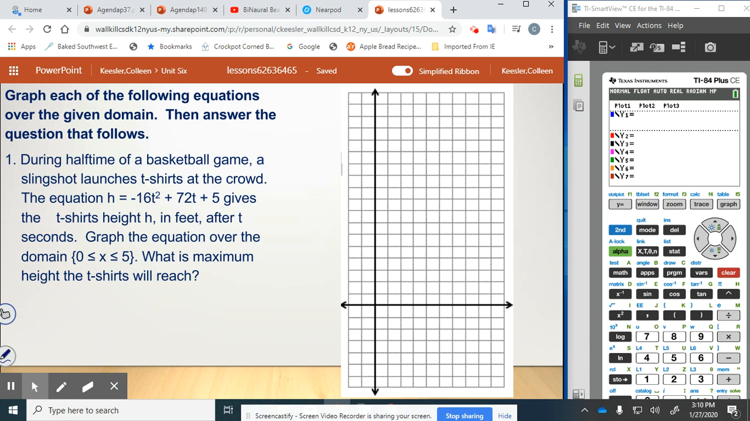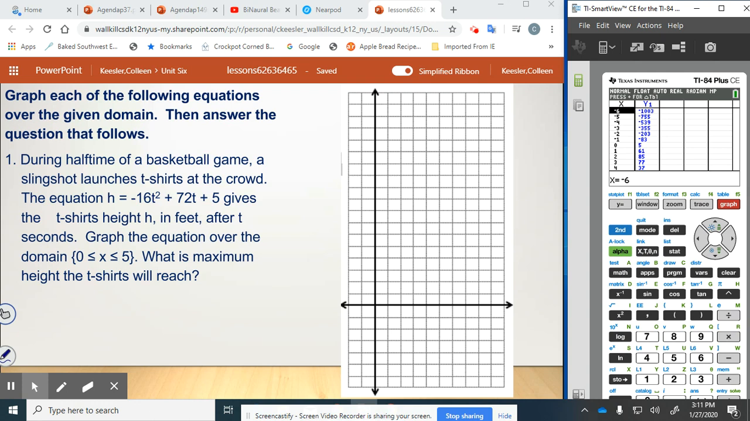All right, so we're going to pull up the equation here. So we have y equals negative 16, and we can use x instead of t, x squared plus 72x plus 5, and we pull up the table. And from there, we want to look to see if we can find the vertex, but it also tells us to graph it from 0 to 5. So we can start at 0 and graph to 5.